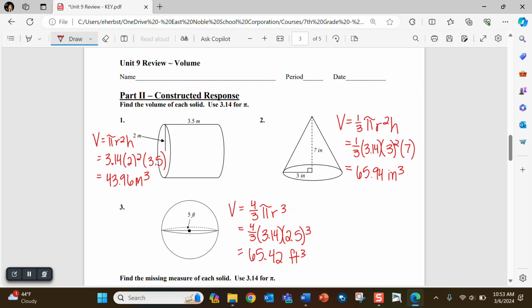Notice all of my units. Notice all of my formulas written down. Notice that I plugged everything in for you to see. Number 3, the only kind of trick here was that you're given the diameter of that sphere and we need the radius. So I did cut 5 in half, and that's where 2.5 comes from in number 3.